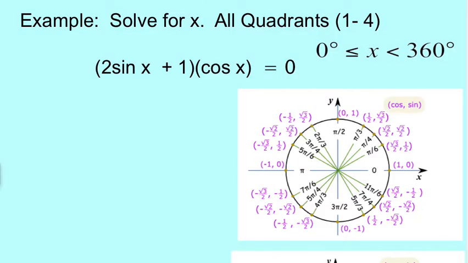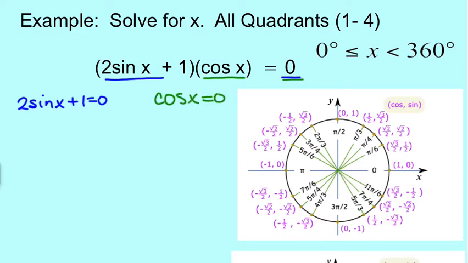Here's a second example. We want to find out what the values are here for x. So we're going to set the two factors equal to 0 and solve for x. So 2 sine of x plus 1 equals 0, and the cosine of x equals 0. In the blue we have to do some undoing. We'll first subtract 1 from both sides, then we'll divide both sides by 2.